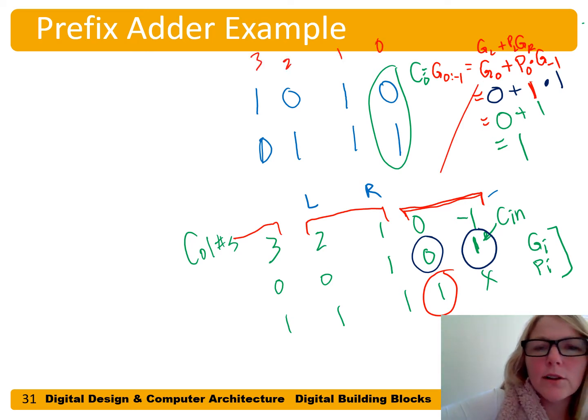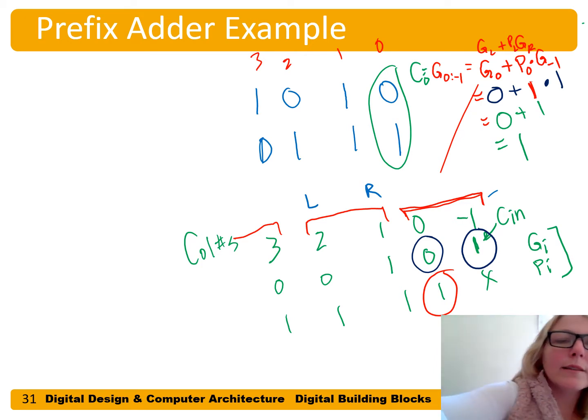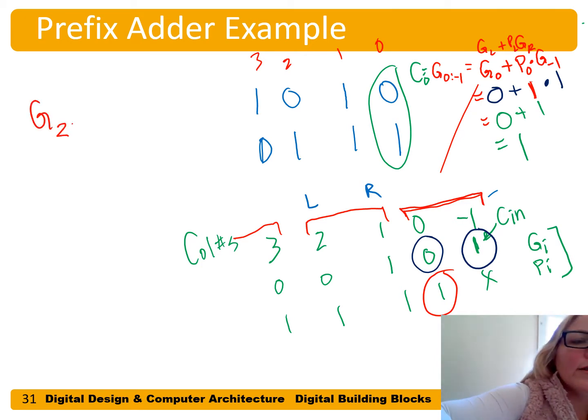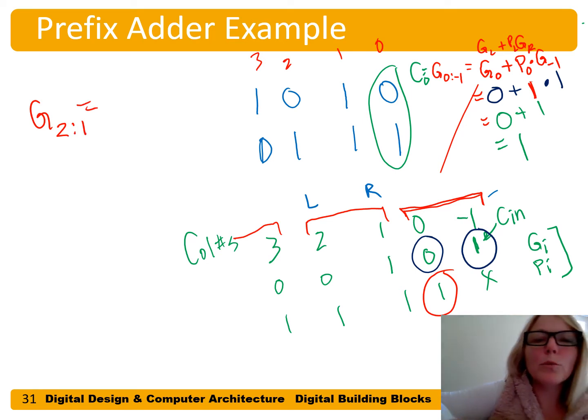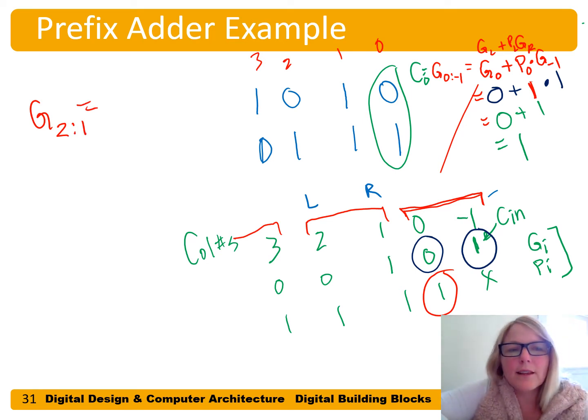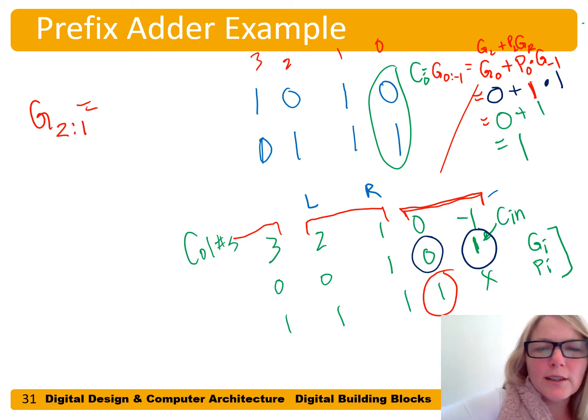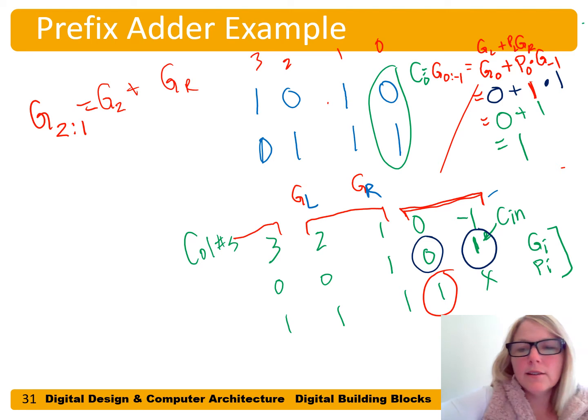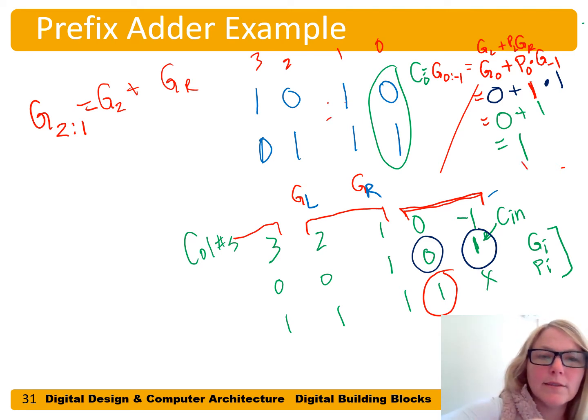Now we're going to calculate it for column 2 to 1. So G 2 to 1. We want to know if that group generates a carry or not. So G2 to 1, in and of itself, does it generate a carry? So let's see. Well, this would be G sub L. All right, G sub L in this case is G sub 2, or G sub R generates in the right column, G sub R, and propagates through the left.